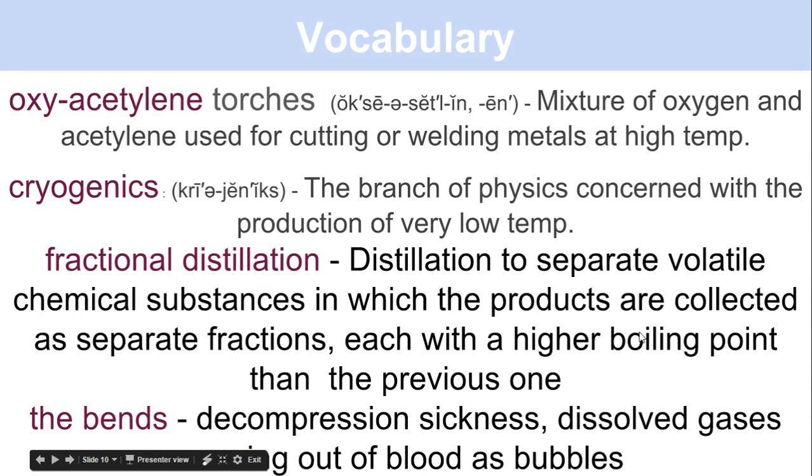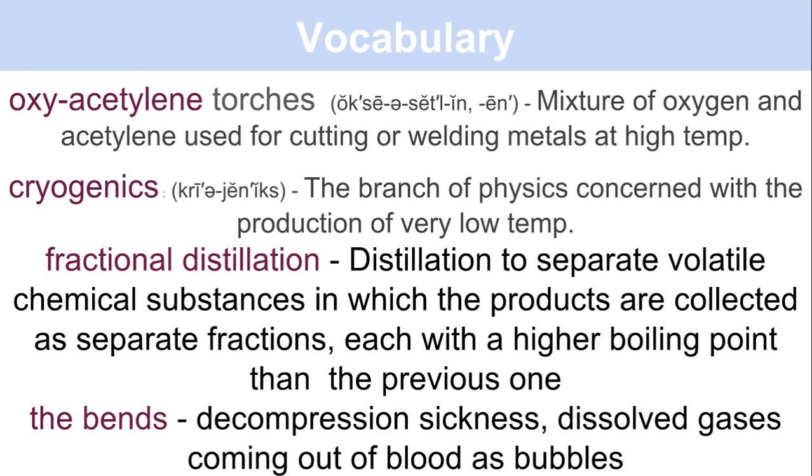Now let's go through some vocabulary and some words that we use today. Oxyacetylene torches, we said, use a mixture of acetylene and oxygen for cutting or welding metals at high temperature. Maybe you have seen that bright light when workers weld. I would advise not to look at it because it hurts your eyes.